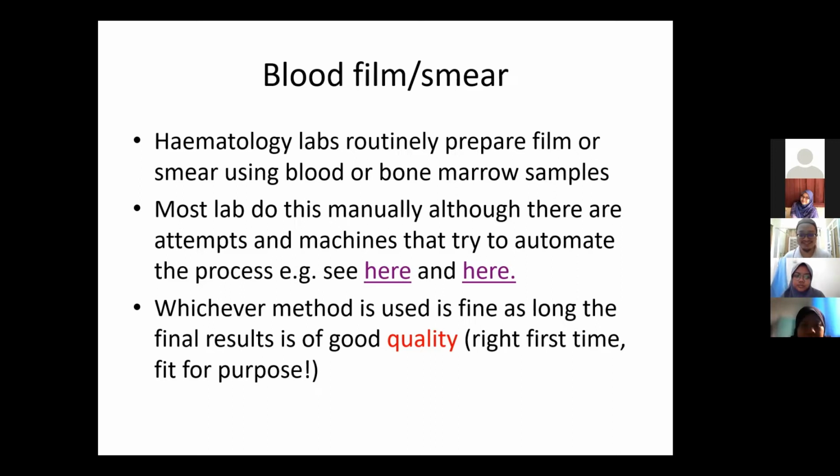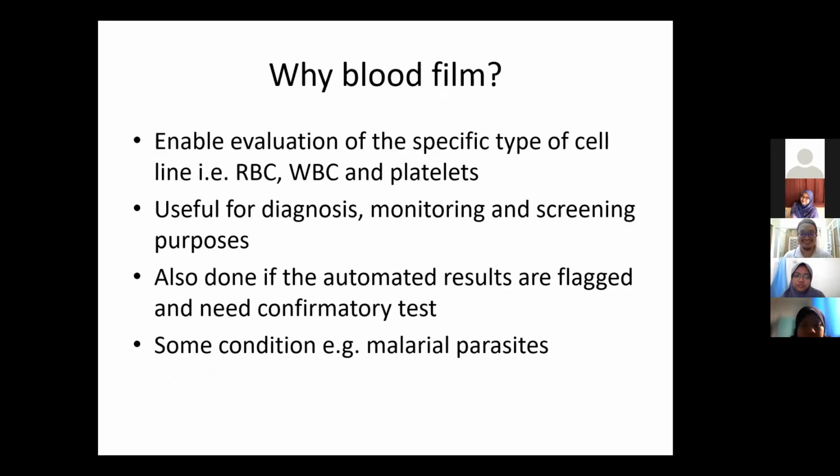Now, why do we do a blood film? Why do we make this blood film? It is because the blood film enables us to evaluate specific types of cell lines. There is what we call the differential diagnosis, the differential calculation of the different types of cells. We can look at RBC, WBC and platelets.